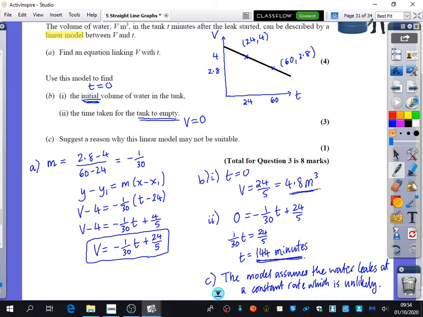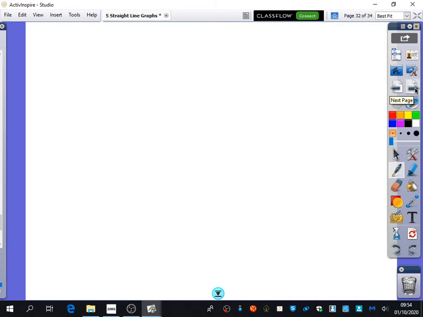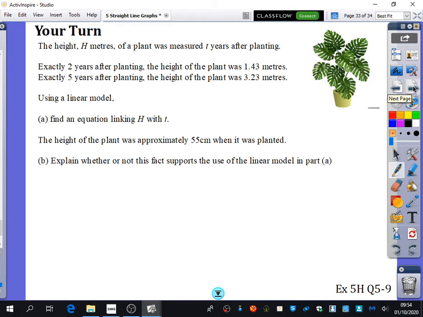So you're going to do something, and I want it to be exactly the same kind of process as this. You're going to be looking at a question for me now that is to do with a plant, okay? And this time, it's not going to be y and x, but we've got h meters and t years. And I have been told about this plant that 2 years after it was planted, the height was 1.43. 5 years after it was planted, the height of the plant was 3.23.